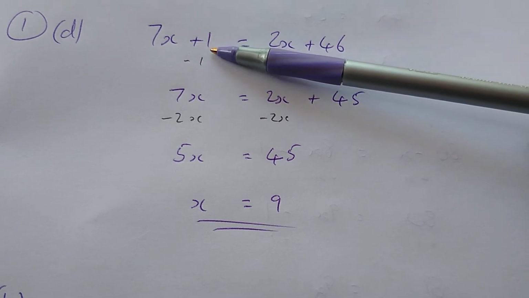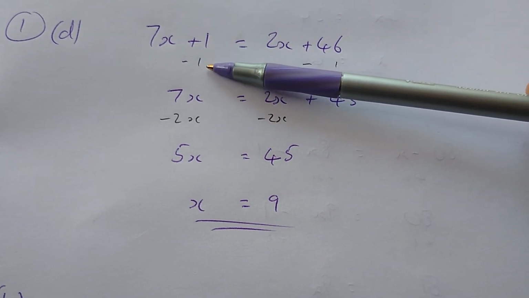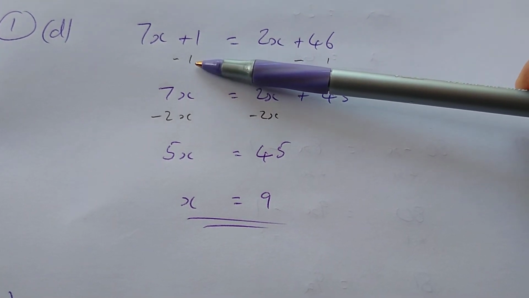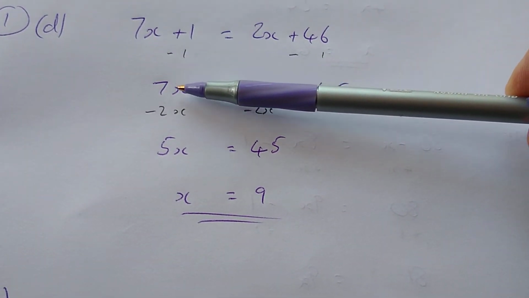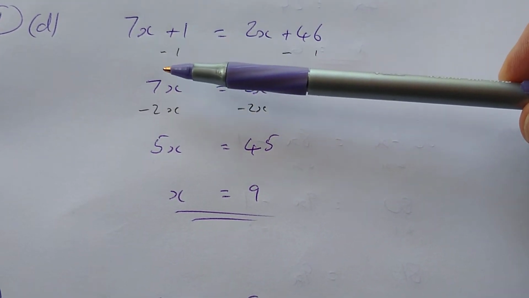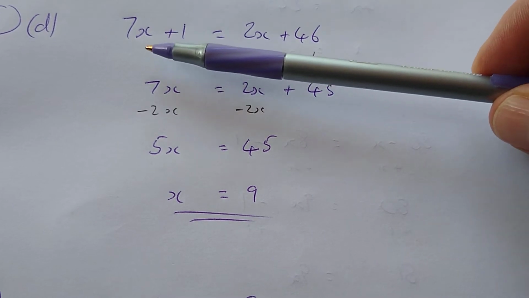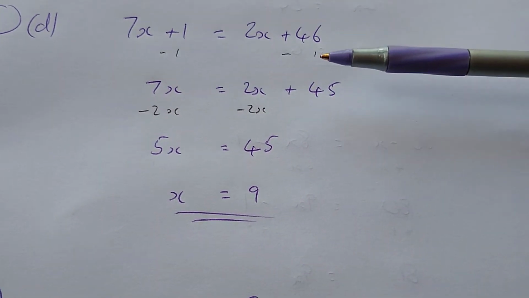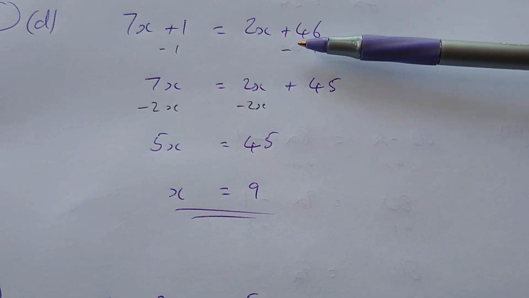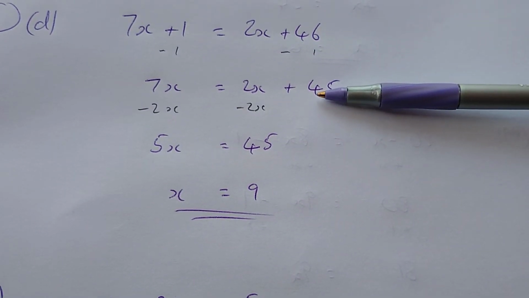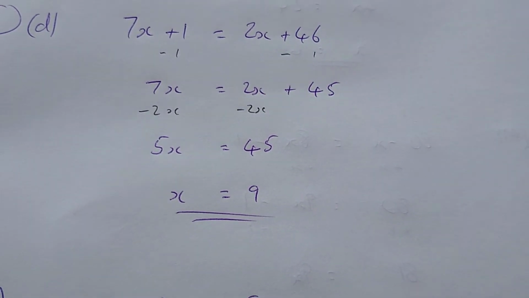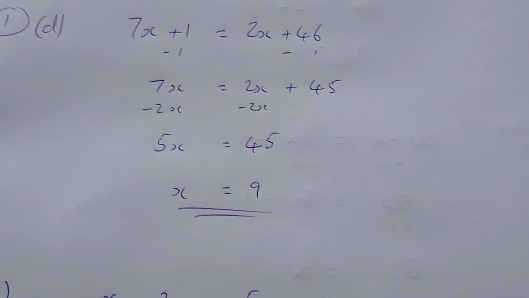So I've got a plus 1 here. I'm going to decide to minus 1 from that plus 1. So 1 minus 1 is 0, and I'm left with just 7x. Now, if I minus 1 from the left-hand side of the equation, I must also minus 1 from the right-hand side of the equation. 46 minus 1 equals 45. We've also still got this 2x here, so 2x plus 45 on the right-hand side.